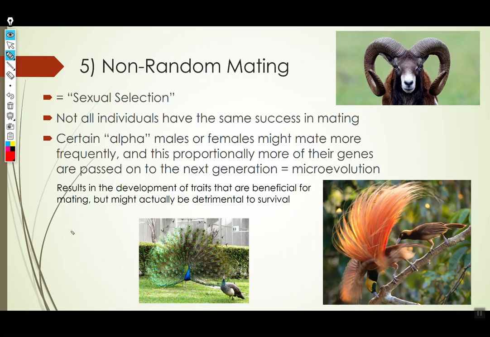So mate choice is an important aspect of this because that differential reproductive success is pretty much universally determined not by access to mates, but by mate preference. So if you are a male peacock, how much you get to mate is going to determine how effective you are at displaying your fancy tail to female peacocks. So this causes the development of traits that are beneficial for mating, so a big fancy tail, for example.